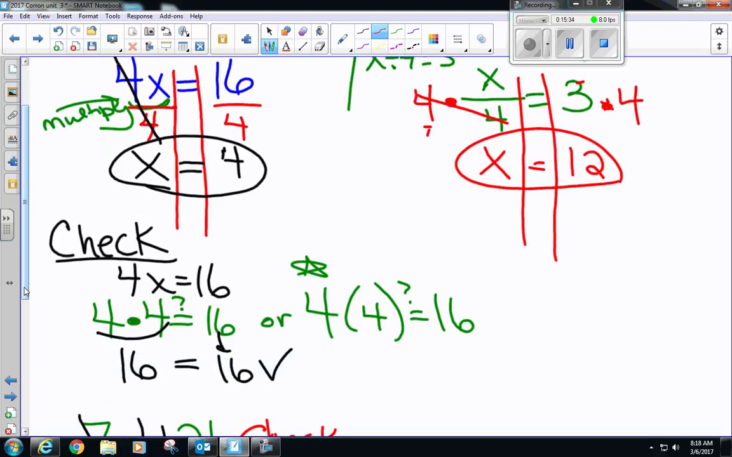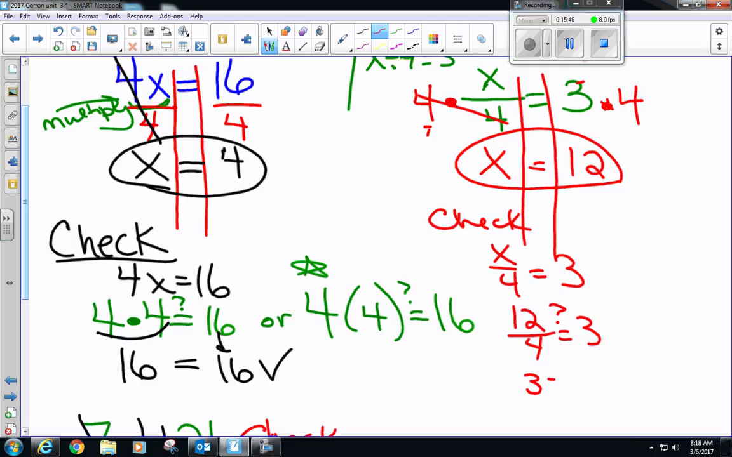And then your check. Pretty much the same thing, x over 4 equals 3, and 12 over 4, we think, equals 3. 12 divided by 4 is 3, so 3 is 3. It works, it checks.